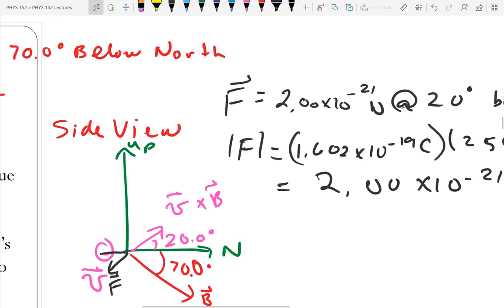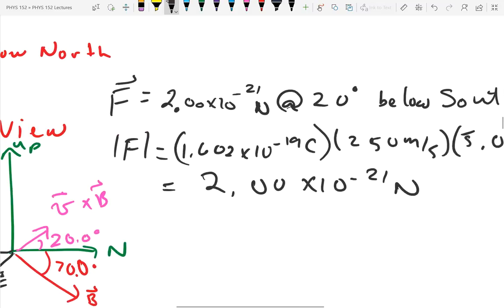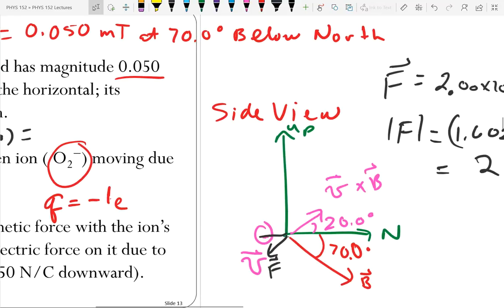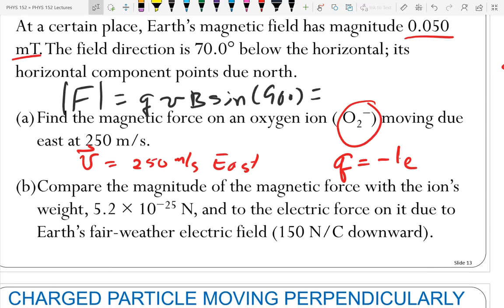So we have 2 times 10 to the minus 21 newtons at 20 degrees below south. Then it says compare the magnitude of the magnetic force with the ion's weight, 5.2 times 10 to the minus 25 newtons. Is that big or small compared to its weight? It's roughly 20,000 times bigger than its weight. Once again, the weight would be minuscule compared to this force. So we pretty much wouldn't worry about the weight. We would just worry about this force.